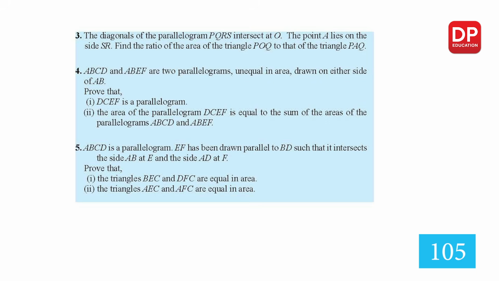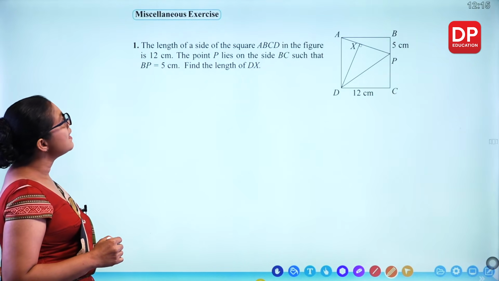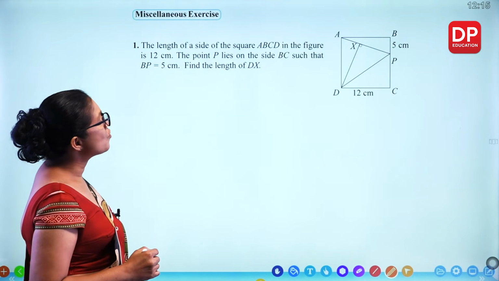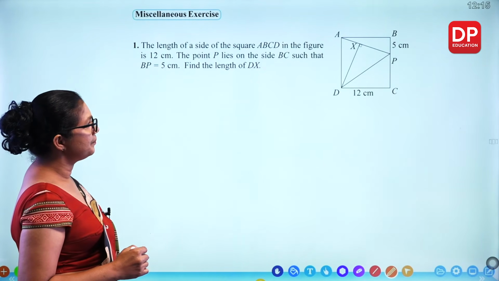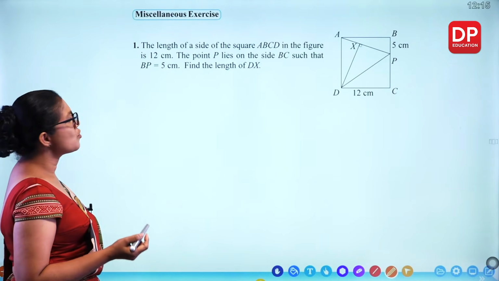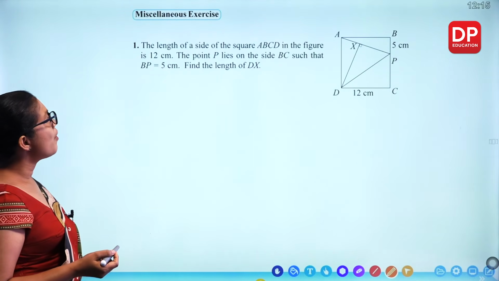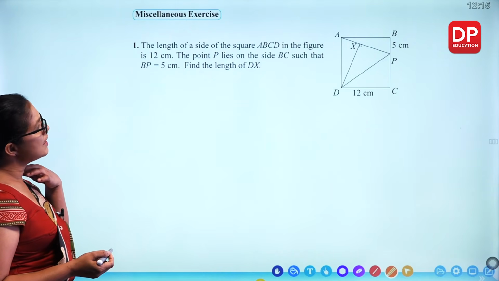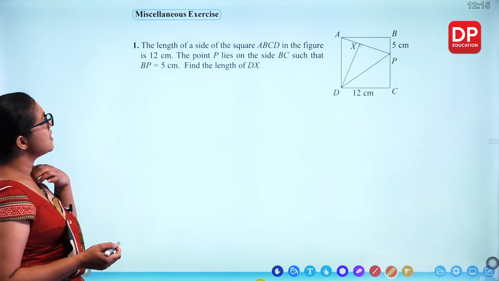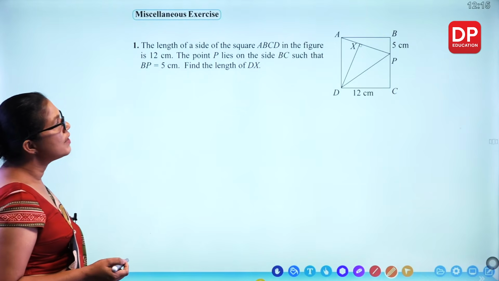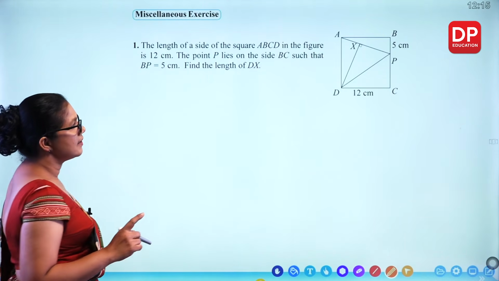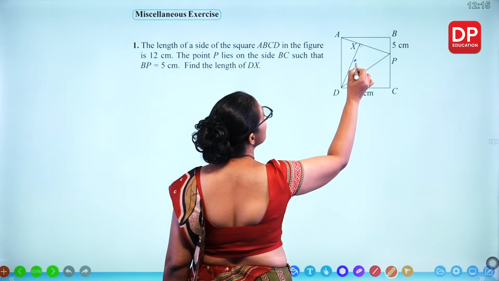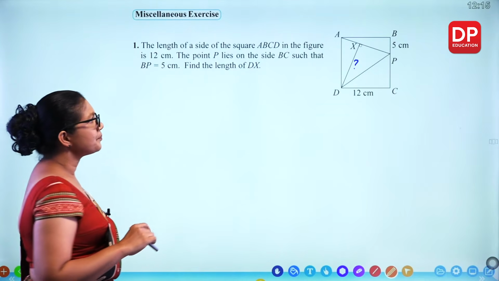Miscellaneous exercise in your textbook. We'll look at the first question. The length of a side of the square ABCD is given as 12 centimeters. The point P lies on the side BC such that BP is 5 centimeters. Find the length of DX. So you're asked to find out the length of DX.